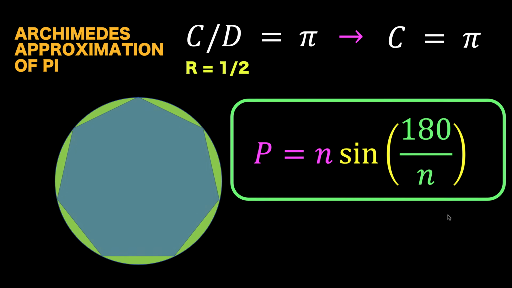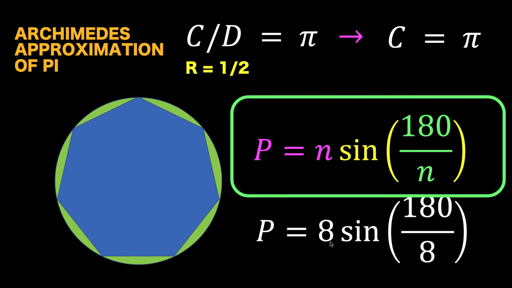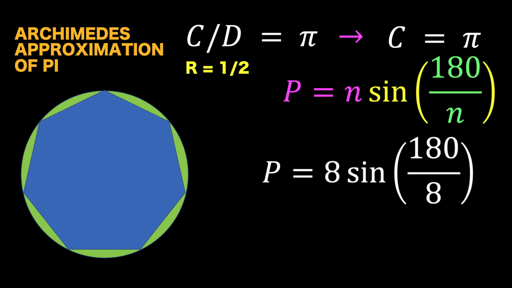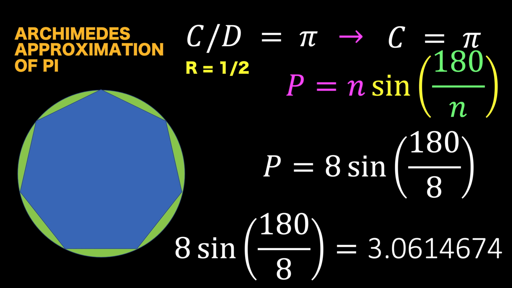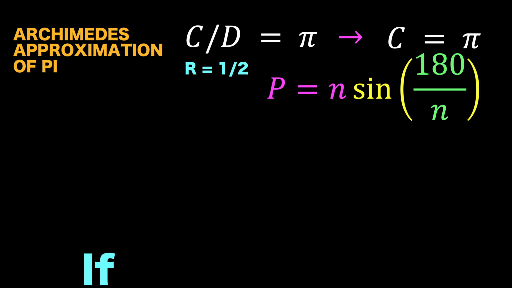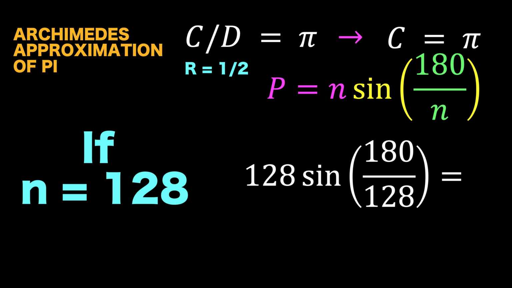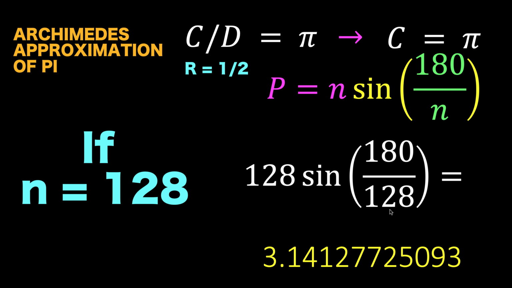We now have this approximate value of pi. We have P equal to 8, which is our n, times sine of 180 over n, which is also 8 again. And this gives us a numerical value of approximately 3.0614674. Now, if we increase the number of sides from 8 to, let's say, 128 sides, then here is our approximation of pi: 128 times sine of 180 over 128, and that gives us a value of approximately 3.141277259093, which is a very good approximation of pi.